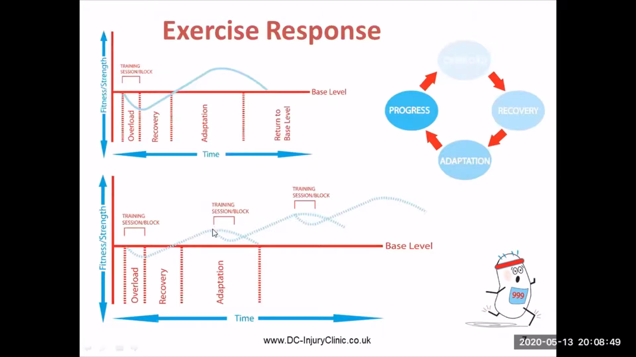And then if we catch it right, we train at the right point. And again, in this bottom graph, we continually overload, recover, adapt, and then progress. This person at the top here is someone who is probably under training because they're going through the alarm, the recovery, the adaptation, but then they're not training soon enough. So they're constantly returning to base level and then starting again, and constantly returning to their base level.